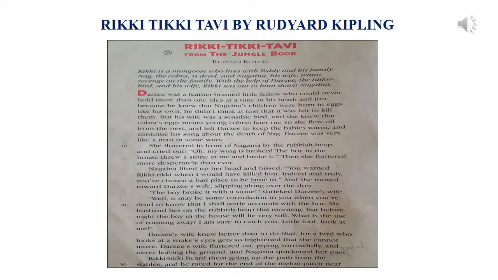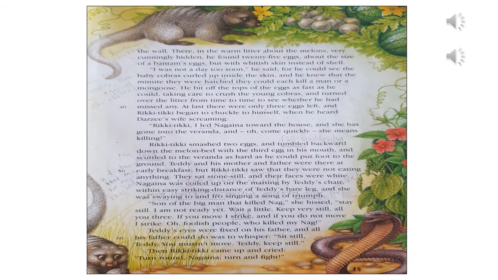Rikki-Tikki heard them going up the path from the stables, and he raced to the end of the melon patch near the wall. There, in the warm litter about the melons, very cunningly hidden, he found twenty-five eggs about the size of a bantam's egg, but with whitish skin instead of shell.